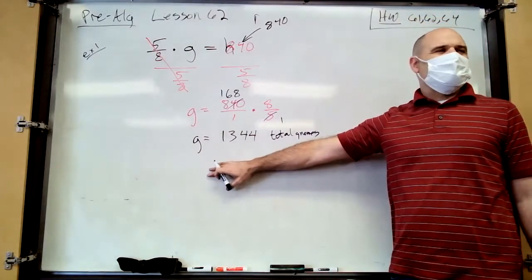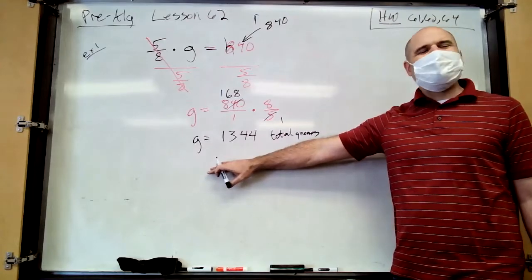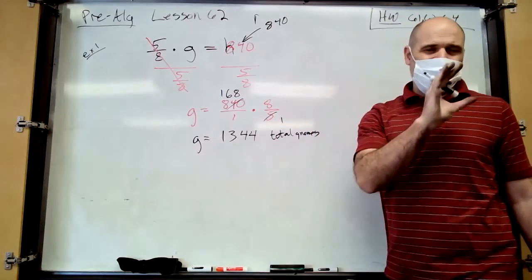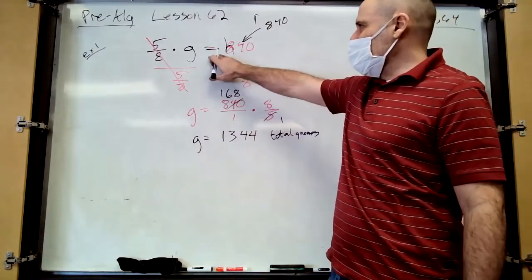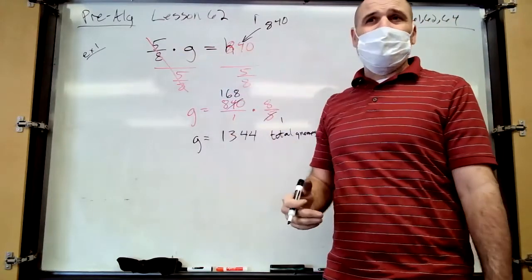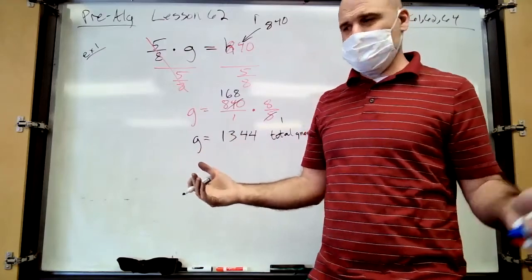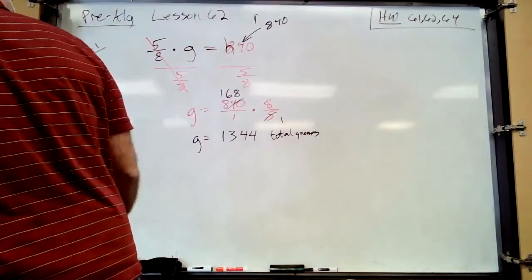The whole gnomes in the forest just gives me a headache. So get out of that whole scenario as fast as you can, because you know how to do these. It's just 5/8 G equals 840. That's a one-step equation that you just have to get rid of the 5/8 and you're done. You got 2 points. Winner.